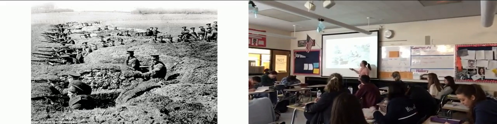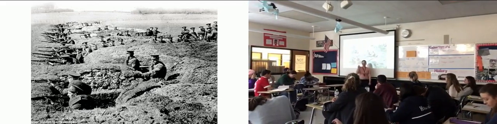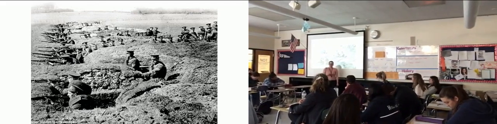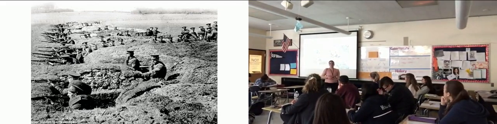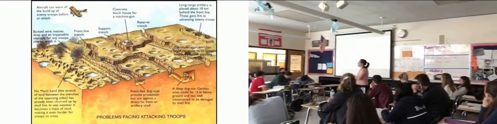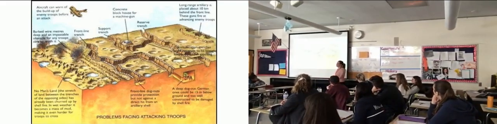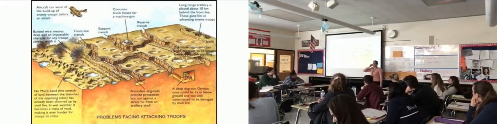So we begin what's called trench warfare, and it sounds exactly like what it is. Basically, you have these mass trench systems, and all you do is you sit there, and you wait. And if somebody comes at you, you shoot at them. But it becomes a very defensive tactic of war. Now, these trench systems in World War I are very complex systems.